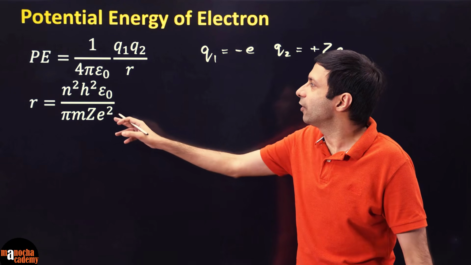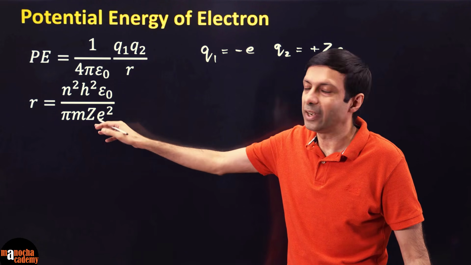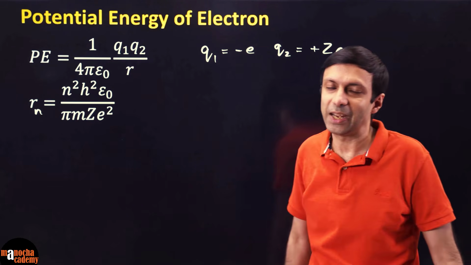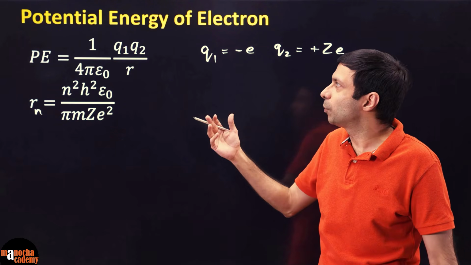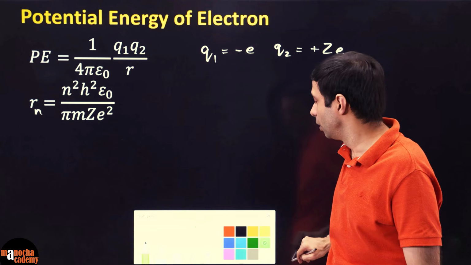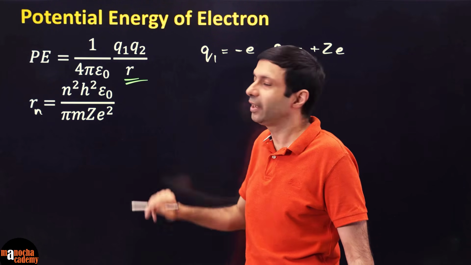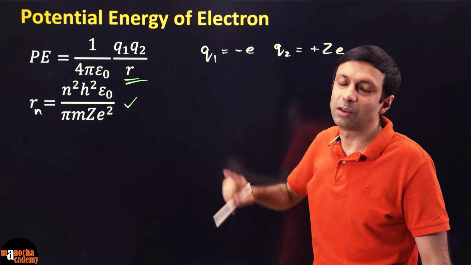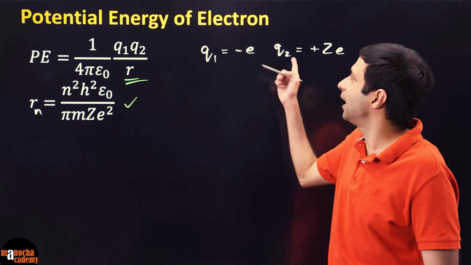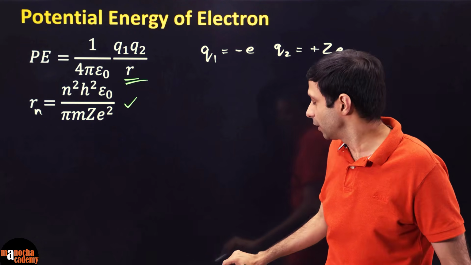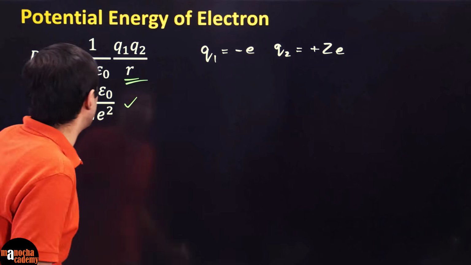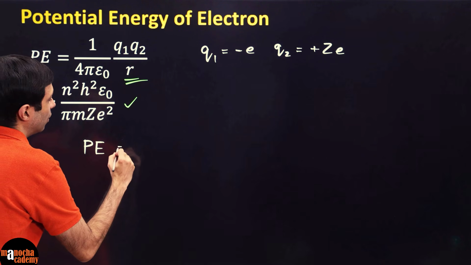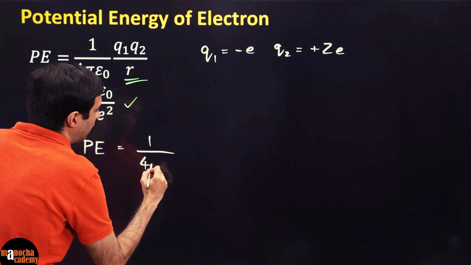And we know the radius formula, the radius of the nth shell. So you can say the radius Rn is this big expression here. If you want to get the potential energy formula, what do we need to do? We need to substitute R using this radius formula, along with Q1 and Q2. So let's work it out. The potential energy formula in the nth shell is going to be potential energy equal to 1 by 4 pi epsilon naught.